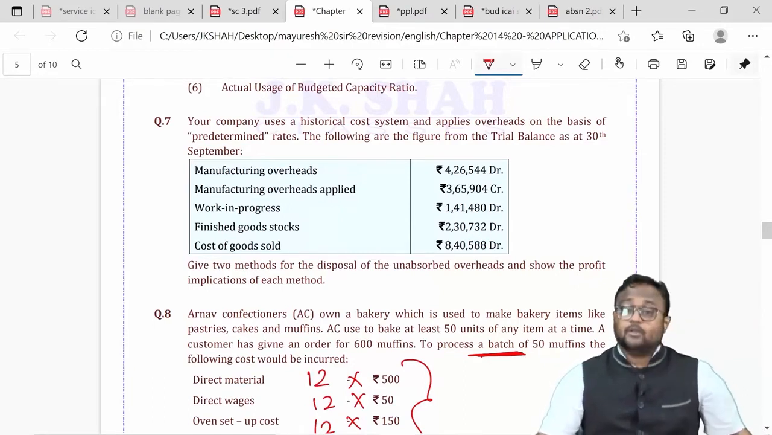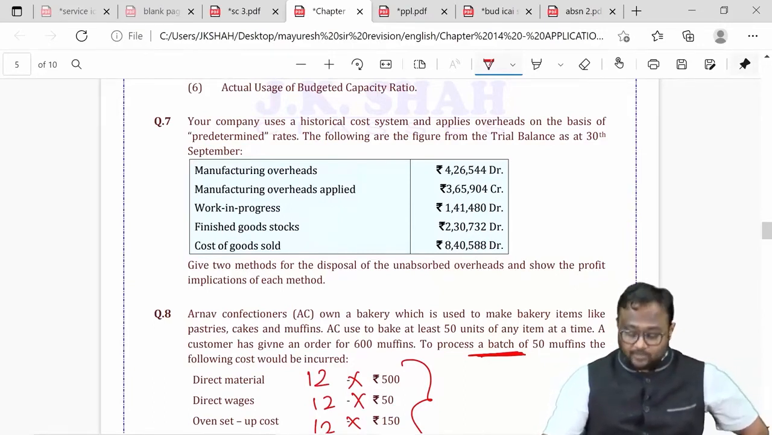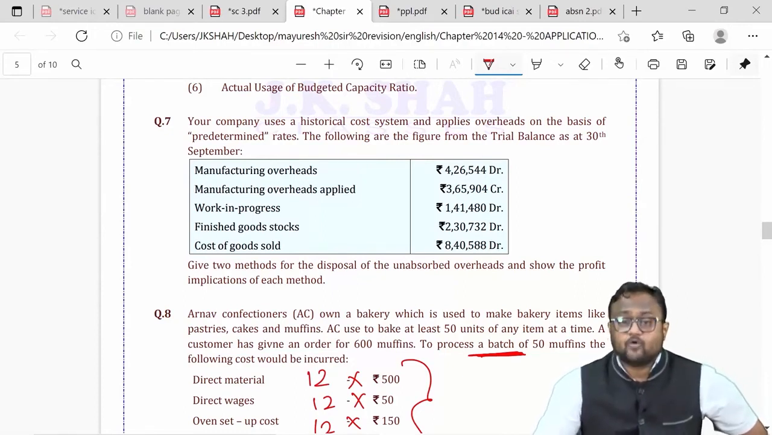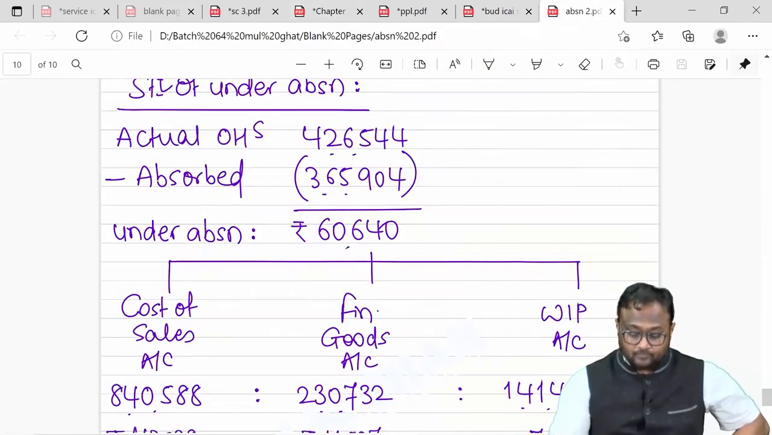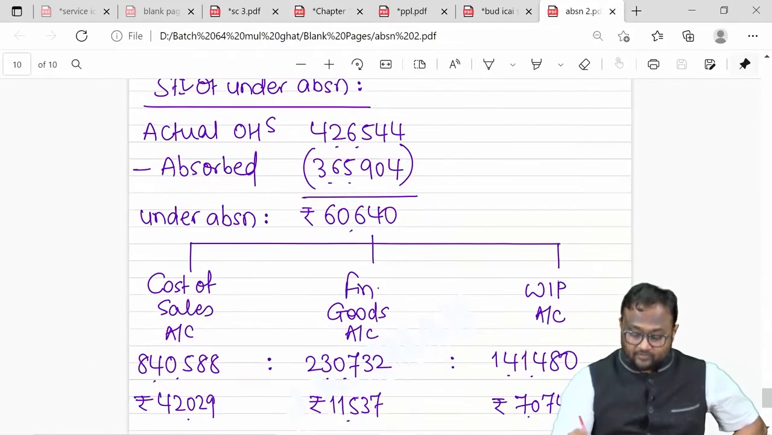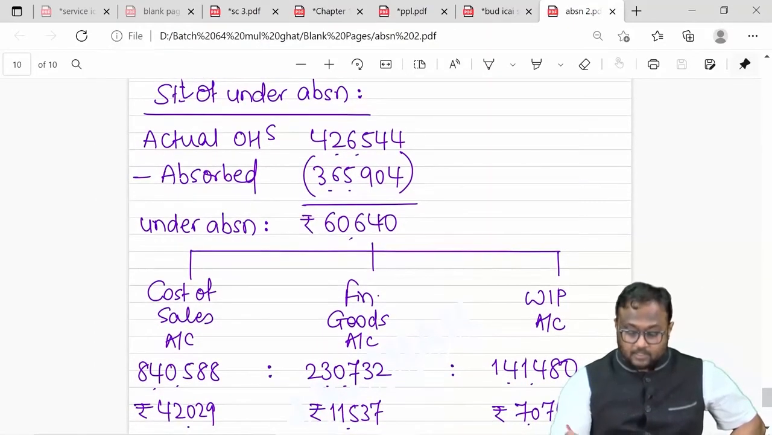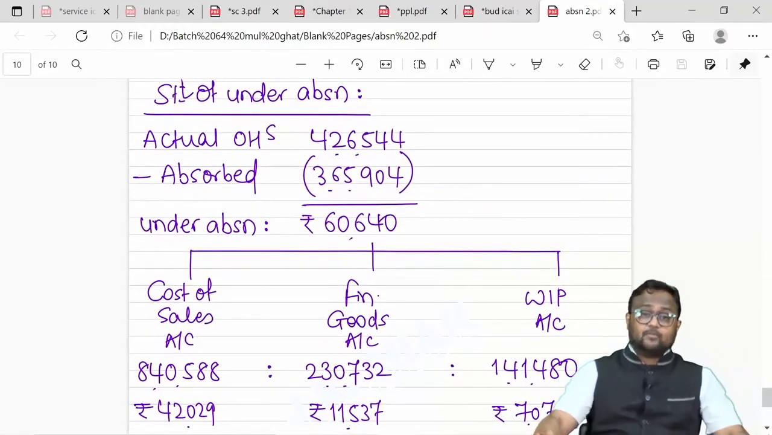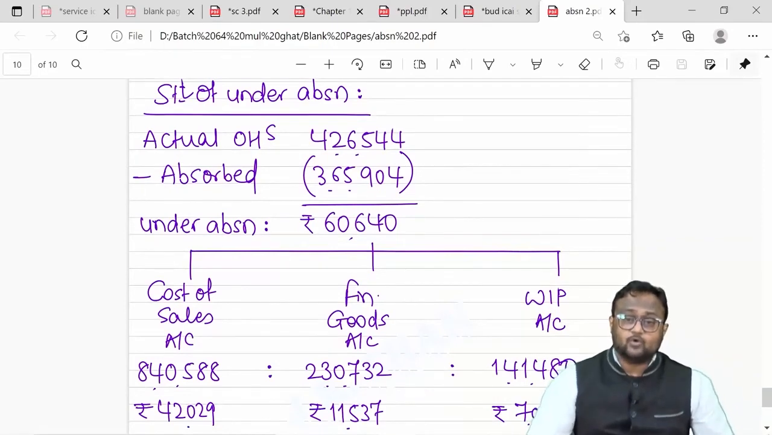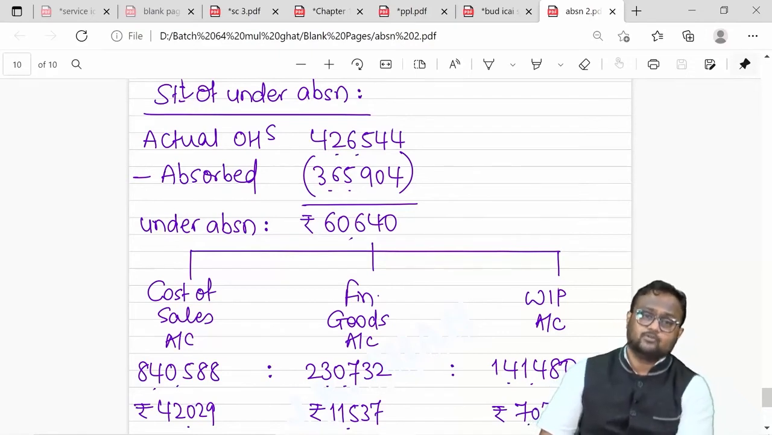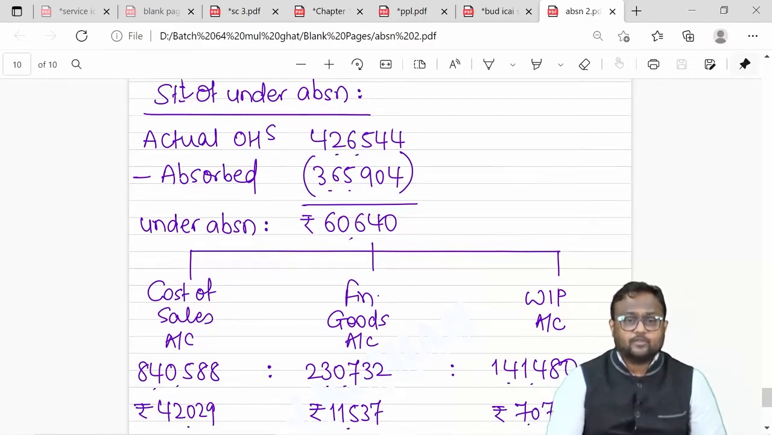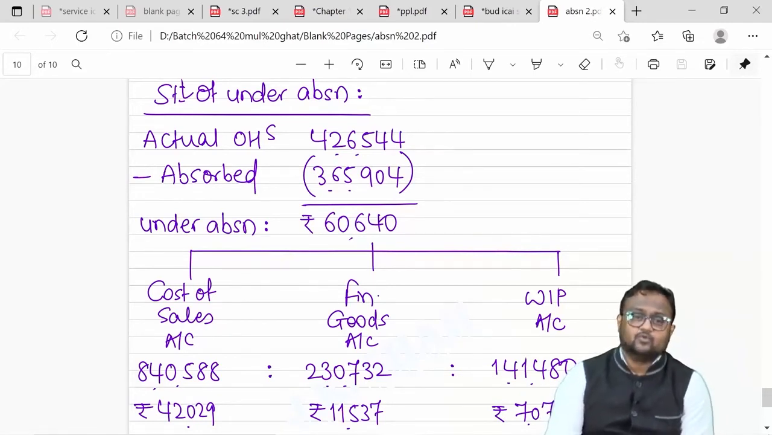What if it is treated as normal? If it is treated as normal, we need to go for supplementary rate, and since we don't have quantity structure available, we considered final closing balances of these three accounts. And this is what we have done. If I assume under absorption to be normal, this is what I'm going to do. Under absorption will be split into three parts on the basis of the cost ratio. 42,029 will be charged to cost of sales.